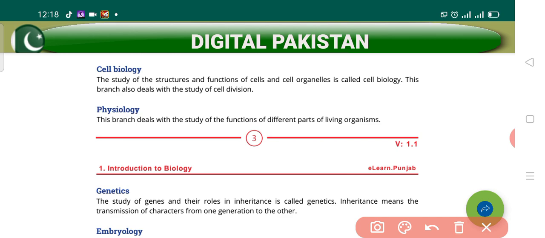If you listen to me very carefully, this branch deals with the study of the functions of the different parts of the living organism. So this is physiology. Let's suppose I am able to see through my eye, so this is the function of the eye. Got it? This will be studied under the heading of physiology, under the branch of physiology.